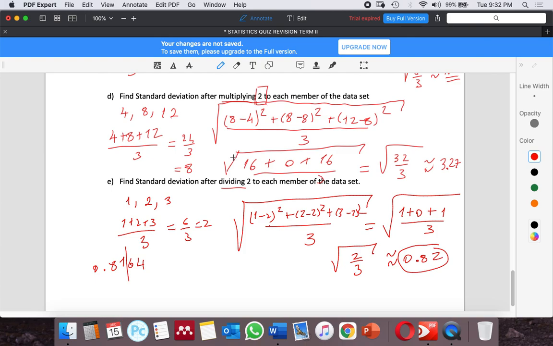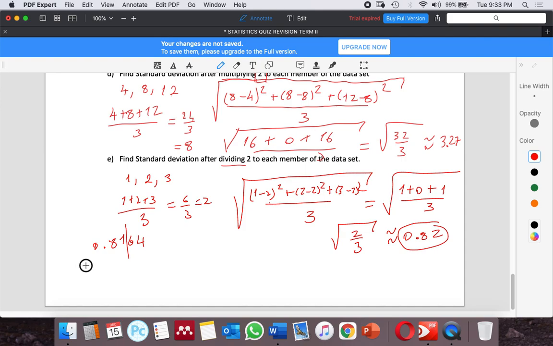Yes, so the general rule is this: when you multiply each member by a fixed number, like 2, you have to multiply the original standard deviation by 2 to get the new result. If you divide each member by 2, or any number, 2 is just an example, it could be 3, 4, 5, any real number, the standard deviation changes by that number.